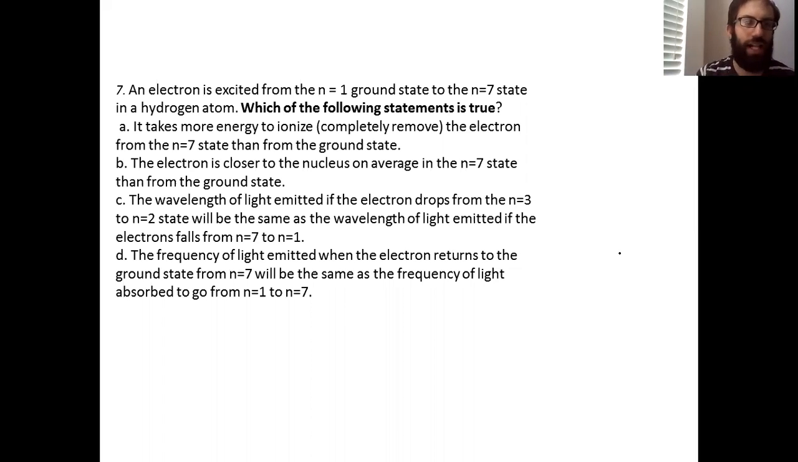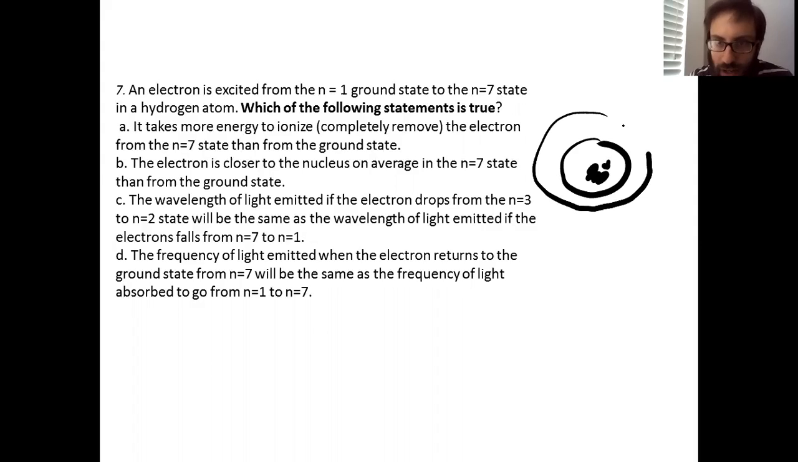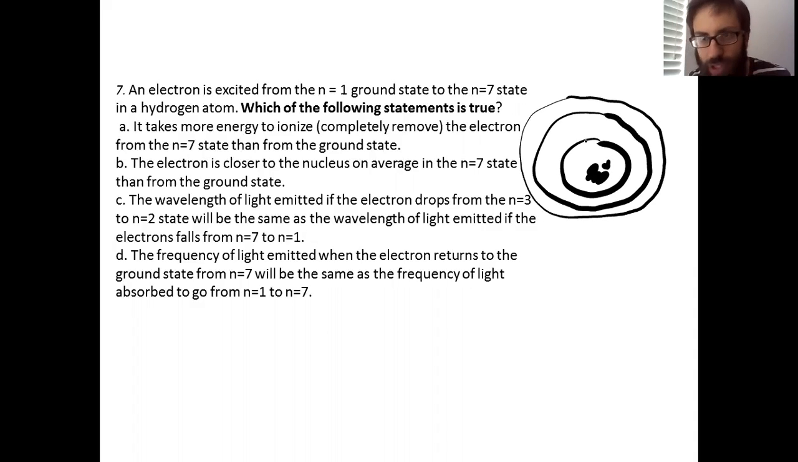No problem solving here. It takes more energy to ionize, completely remove the electron from the 7 state than the ground state. Okay, well, if you think about the Bohr model, it's wrong for multi-electron atoms, but it's correct for hydrogen. You have your nucleus, your positive charge. And then the Bohr model, going back to the first problem, the true and false, number one, you have these orbits, just like a solar system, okay? Again, this is not what reality is like, but the Bohr model only works for one electron atoms, okay?